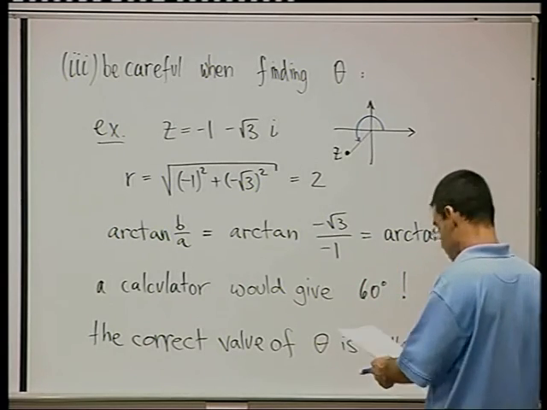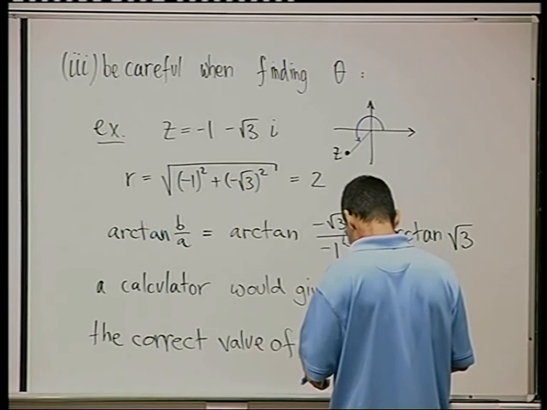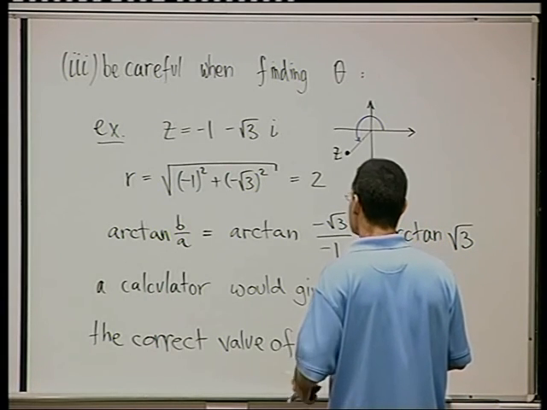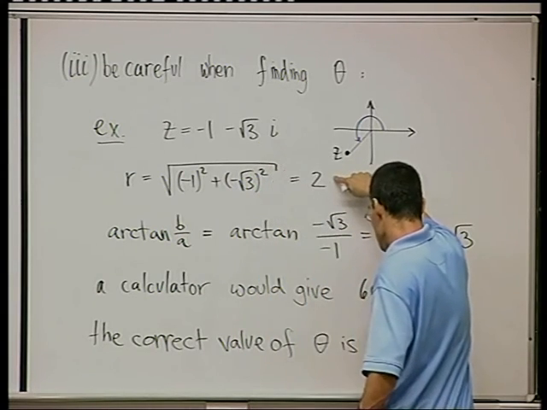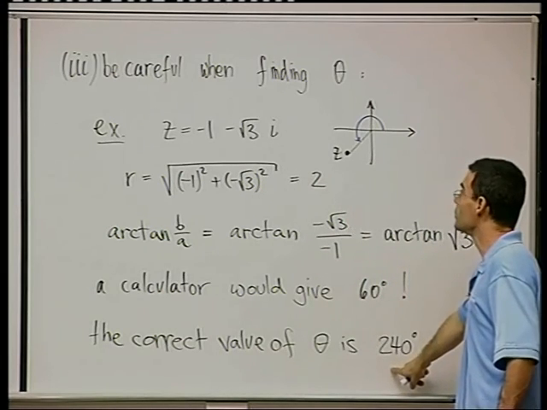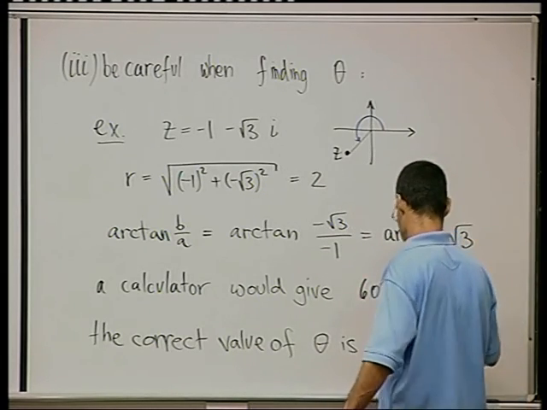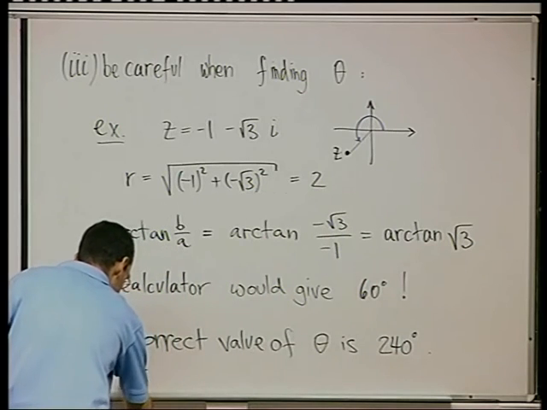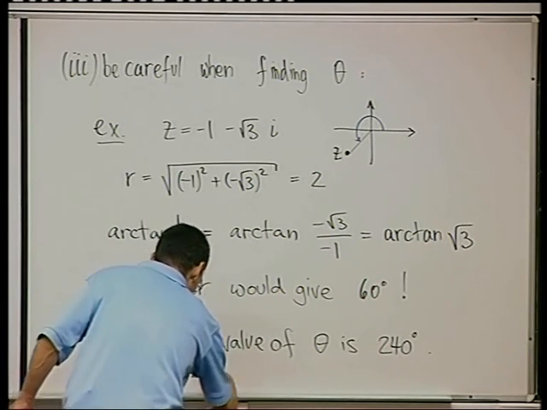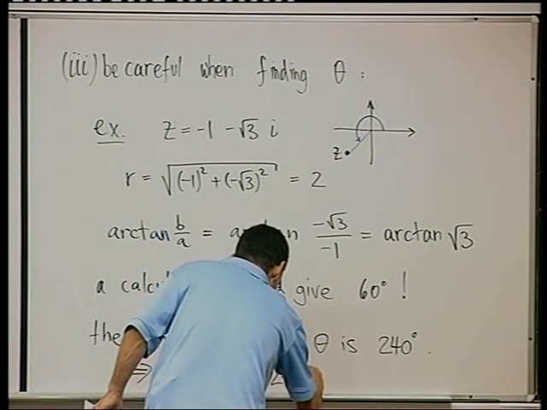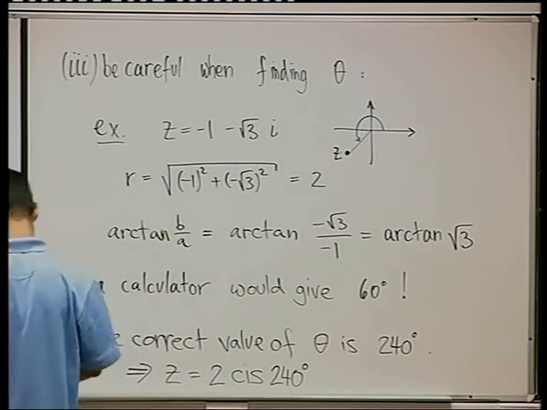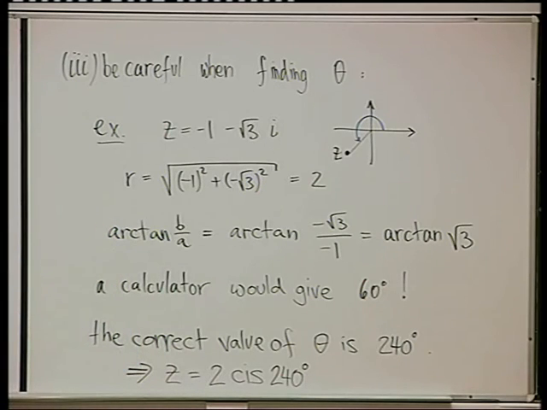Okay, so this number, by the way, where was the number? Oh, there it is. So this number is 2 cis of 240. So let's write it here: z equals 2 (cosine of 240 plus i sine of 240). So those were just a few comments that I wanted to make.